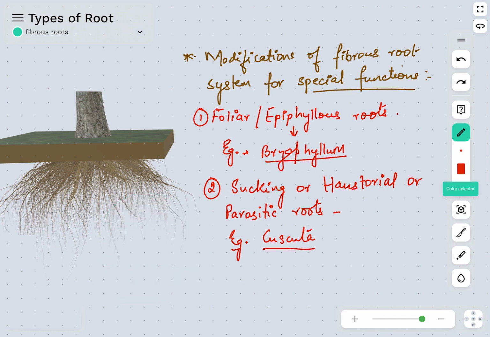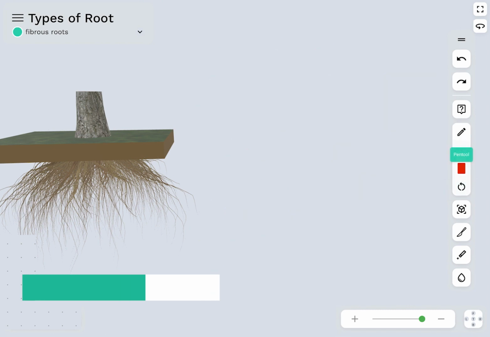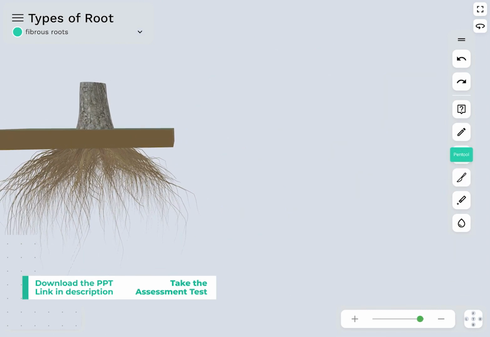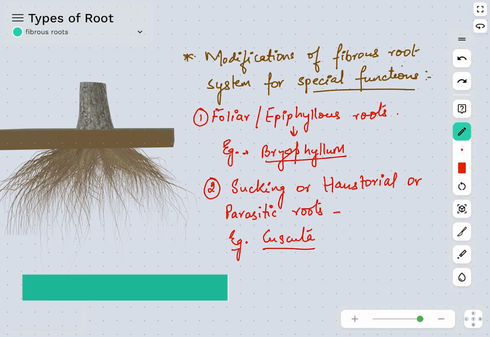So this was all about the fibrous root system. We have seen their origination, how they originate, where they are found, and how they look with the help of this 3D model. And apart from that, we have also seen the modifications found in the fibrous root systems. The fibrous root systems are modified in terms of storage, in terms of providing mechanical support, and in terms of providing some special functions as well. So this is all about the fibrous root system.